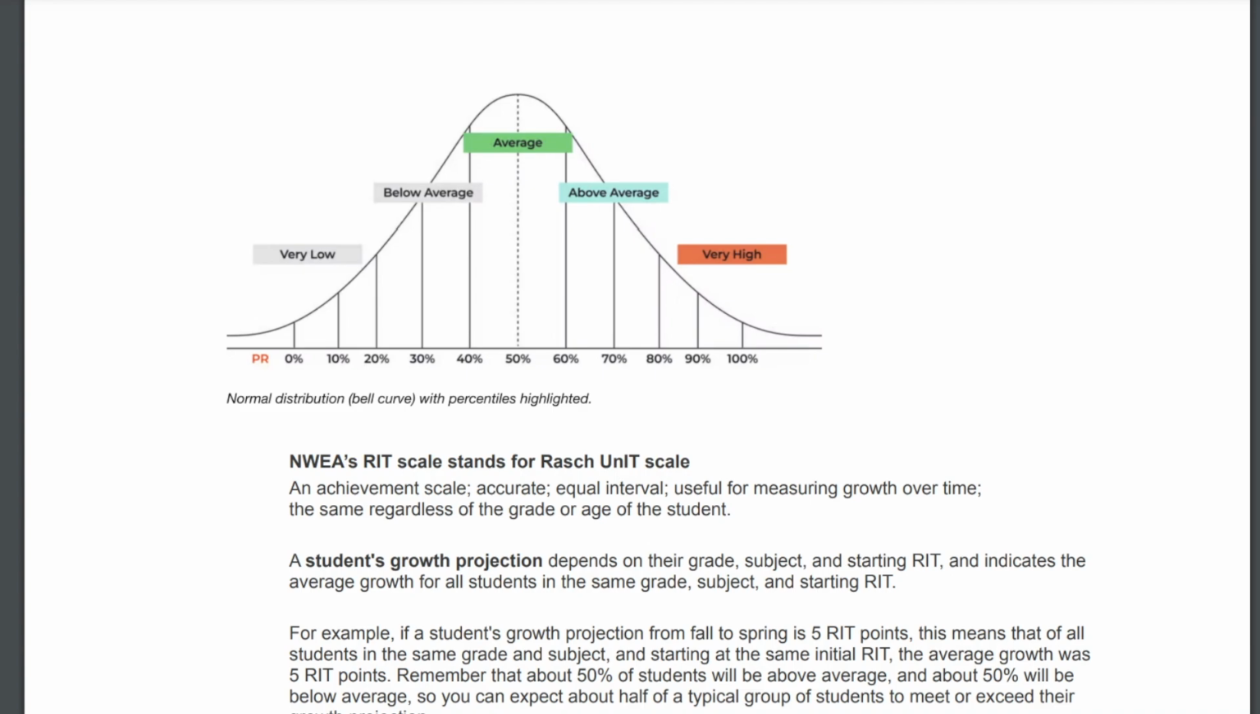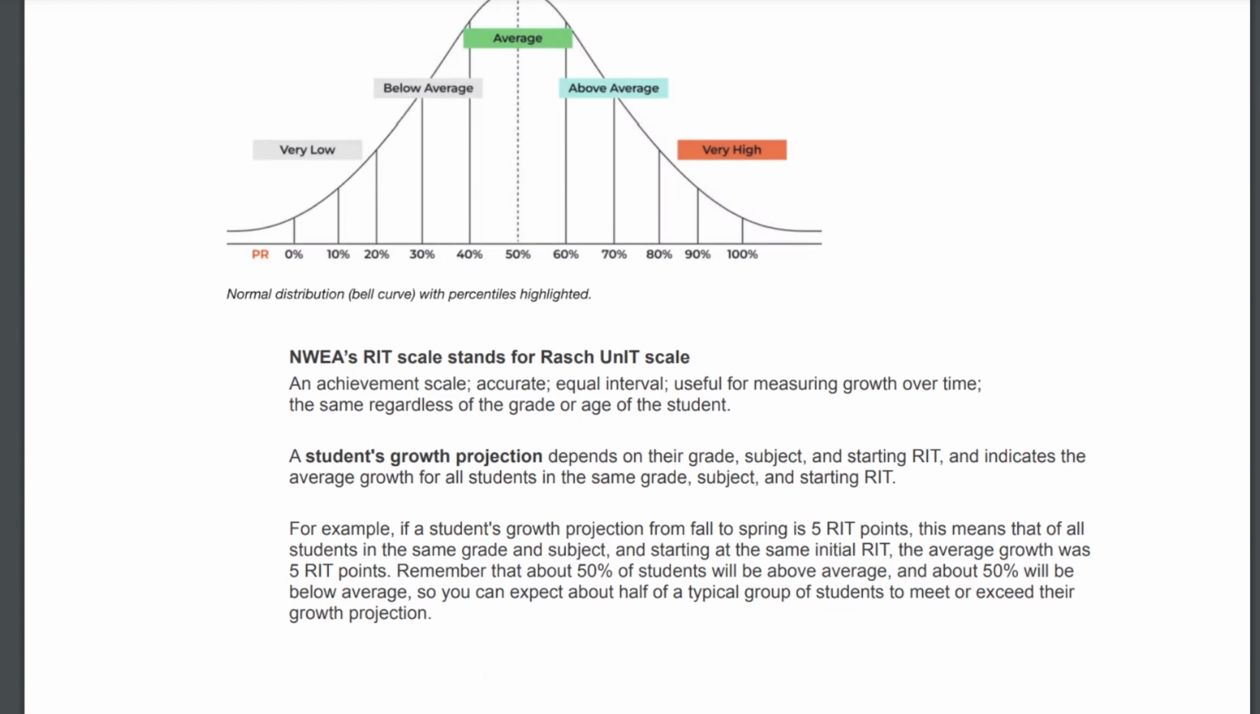NWEA uses what's called a RIT score, and the RIT score helps determine growth and achievement. It has equal intervals, and you need to look at the student's RIT score to know if they've made growth.